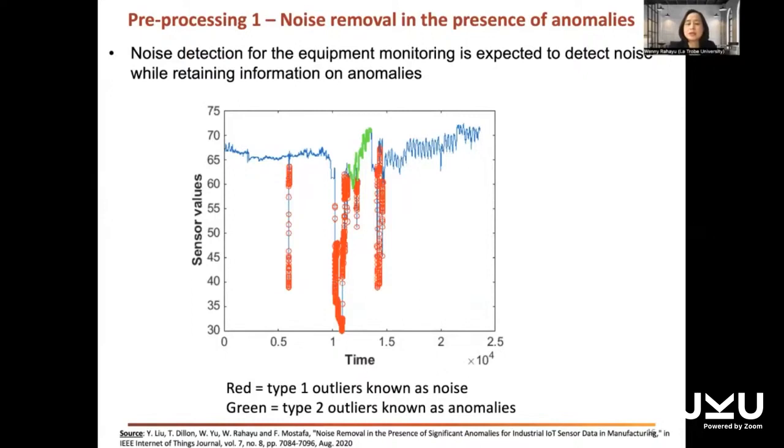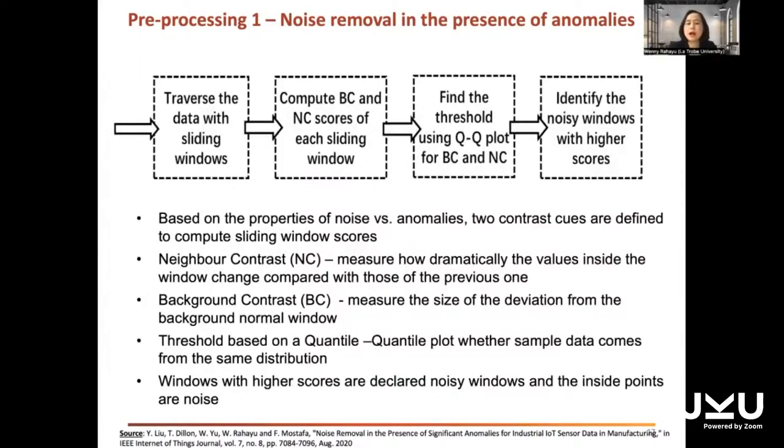Based on this, we developed an algorithm to differentiate between this type of spiky anomaly and the slowly changing type of anomaly. We divide the data streams into sliding windows, and we define what we call neighbor contrast and background contrast.